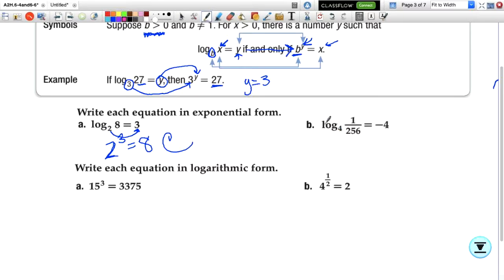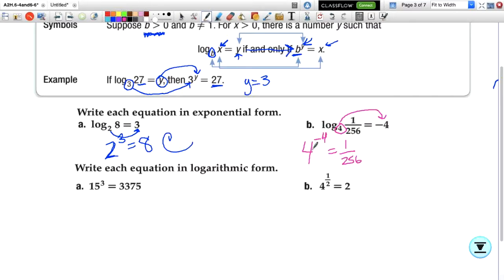We're going to look first, log base 4 of 1 over 256 equals negative 4. Don't worry about the fraction or the negative. You're just going to go right to your base number here. It's going to be the base that holds up your exponent. Your exponent is always the other side of the equal sign. Negative 4 equals 1 over 256. So let's think about this for a second.